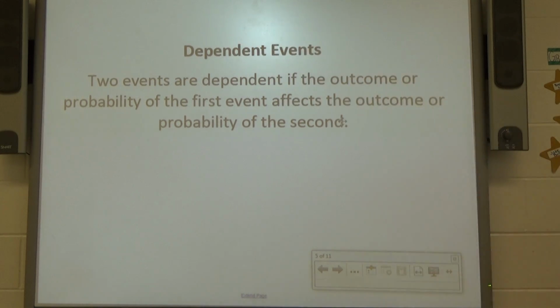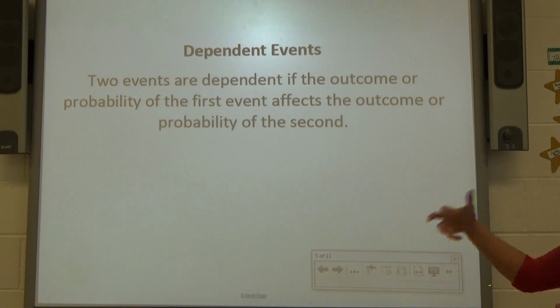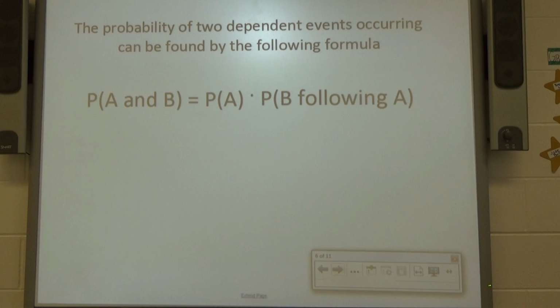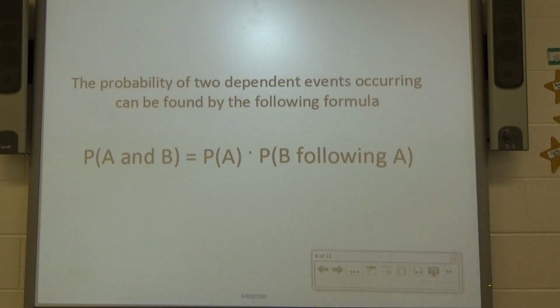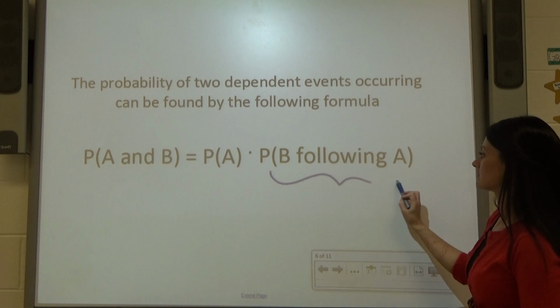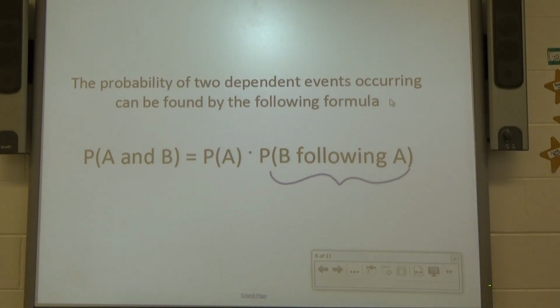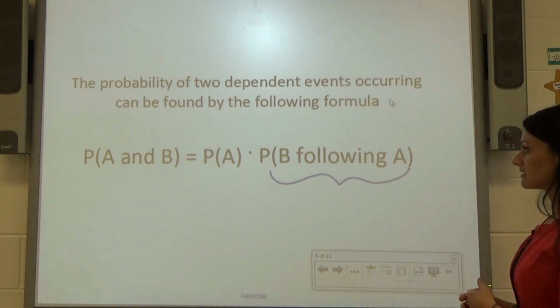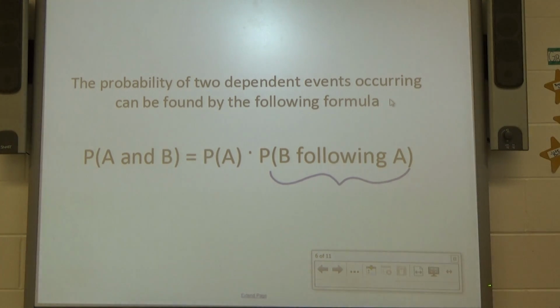But I could potentially have two events where one affects the other, and that is a dependent event. We're going to look at the definition, the calculations, and some examples together to figure out what's happening here. Calculation-wise, we're going to figure out what this means as we do an example, but we're looking at the probability of B happening after A has already occurred, and we'll figure out how to do that mathematically.